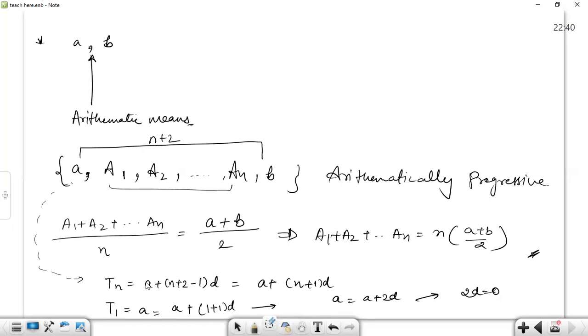So a minus a becomes 0, 2d becomes 0, but that is not true. So let's apply a different approach. Actually, we can find it by finding the last term. Basically, this is the first term, this is the second term, this is third, this is fourth, and this is the n plus one term. This is the n plus two term, this is b, and this can be given by a plus n plus 1 into d.